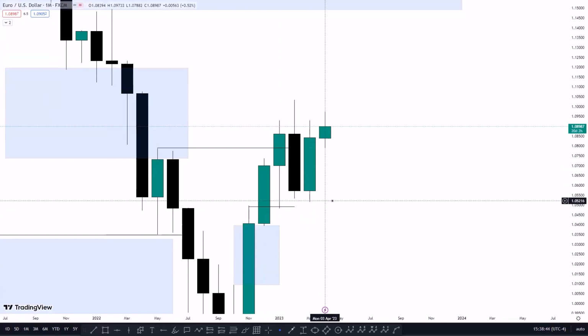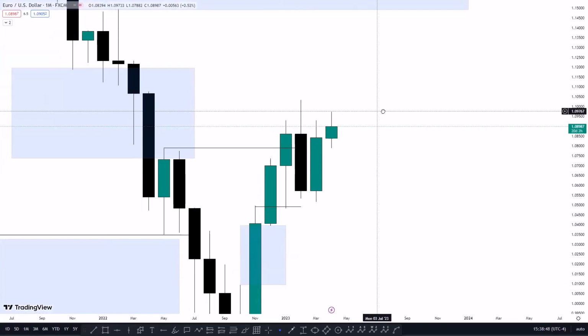So power free means open price. Power free, the candle will open.